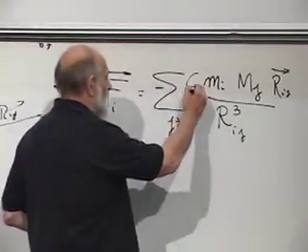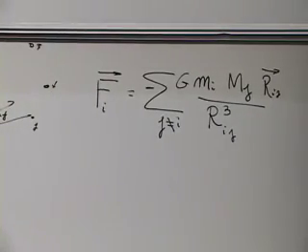Oh, excellent. Good. G. But you've got the vector going from i to j.